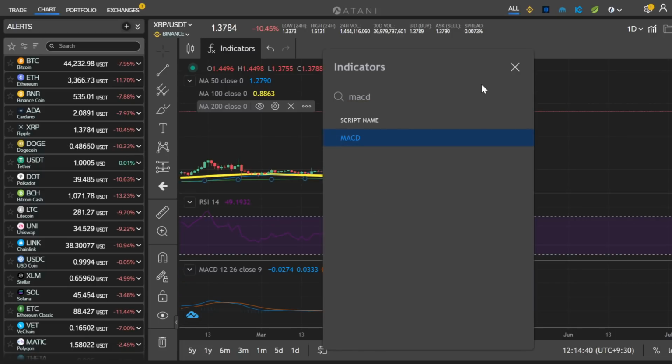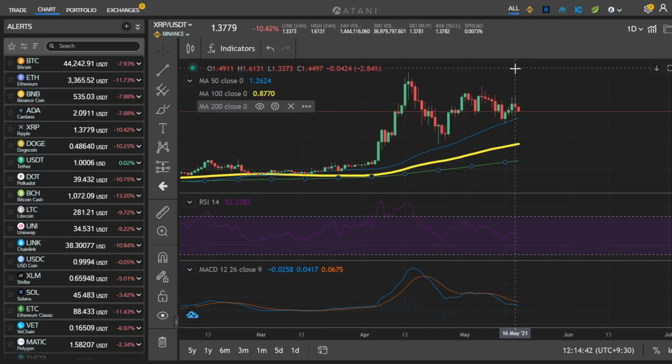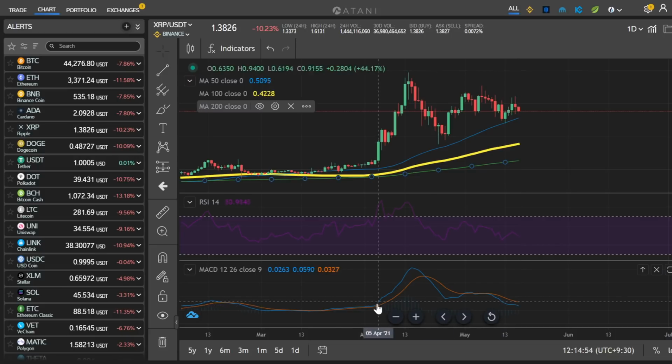Now, we could sit here and talk about this one for a very, very long time. But essentially, what you're looking for here is when these lines touch or cross. So over here, it looks like that soon these two could touch and we could have a similar thing happen to what occurred on the bottom there. So just be mindful of that, because that could be happening.